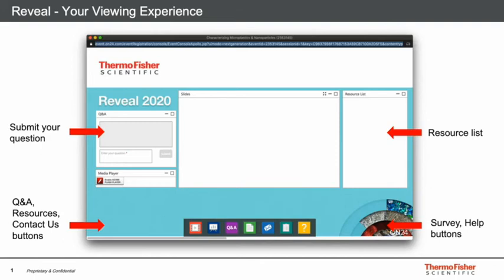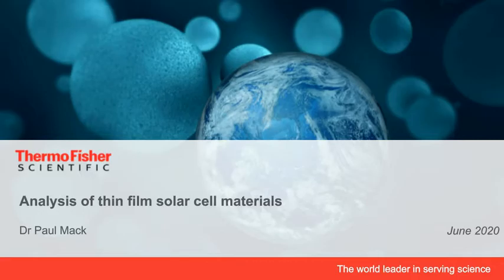Welcome to the first part of this webinar about new energy storage technologies. This talk is about thin-film solar cell materials analyzed by X-ray photoelectron spectroscopy. We will briefly look at the theory of how XPS works and what information it can give us, and then move on to some case studies of how it can be applied to analyze solar cell materials.